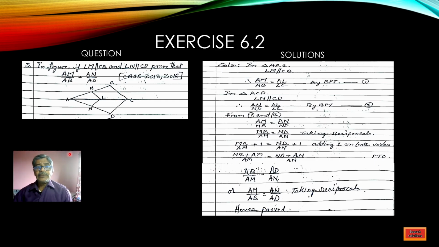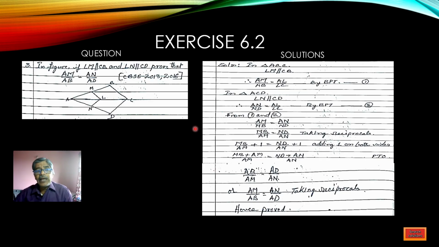This question is a repeated question. It has come in 2013 as well as in 2016. So let us work it out in detail. Here we have two sides, AB and AD. These are the two sides which are important. As we know, AM by MB is equal to AL by LC. This is because of the basic proportionality theorem, and we will call it 1.